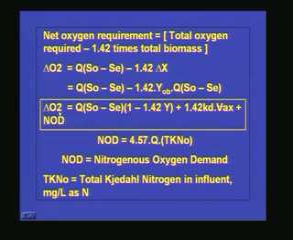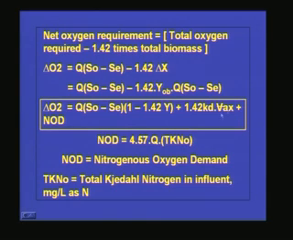Or we can write it in another way: delta O2 is equal to Q into (S0 minus S) into (1 minus 1.42 YT) plus 1.42 into KD into V into X plus NOD. So this formula shows that we are considering the total yield coefficient here, that means the actual yield coefficient, plus this term, because KD into VX is the amount of biomass undergoing decay or endogenous respiration, that means that biomass is getting oxidized.